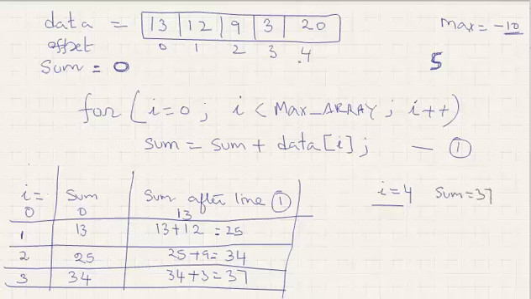Right? So sum 37 plus data at 4 is 20, which becomes 37 plus 20 equal to 57. I plus plus, which is 5. 5 less than 5? No. So it stops. So my total value is 57.